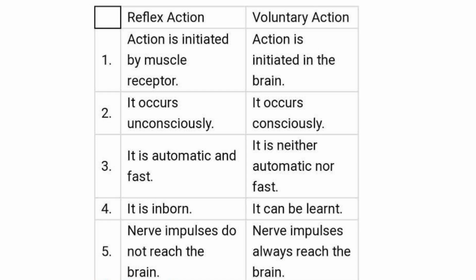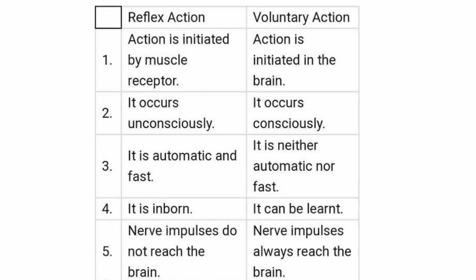In reflex action, actions occur unconsciously, while voluntary actions occur consciously. Reflex actions are automatic and fast, while voluntary actions are neither automatic nor fast. Reflex actions are inborn, while voluntary actions can be learned. In reflex actions, nerve impulses do not reach the brain, while in voluntary actions, nerve impulses reach the brain for interpretation and necessary response.